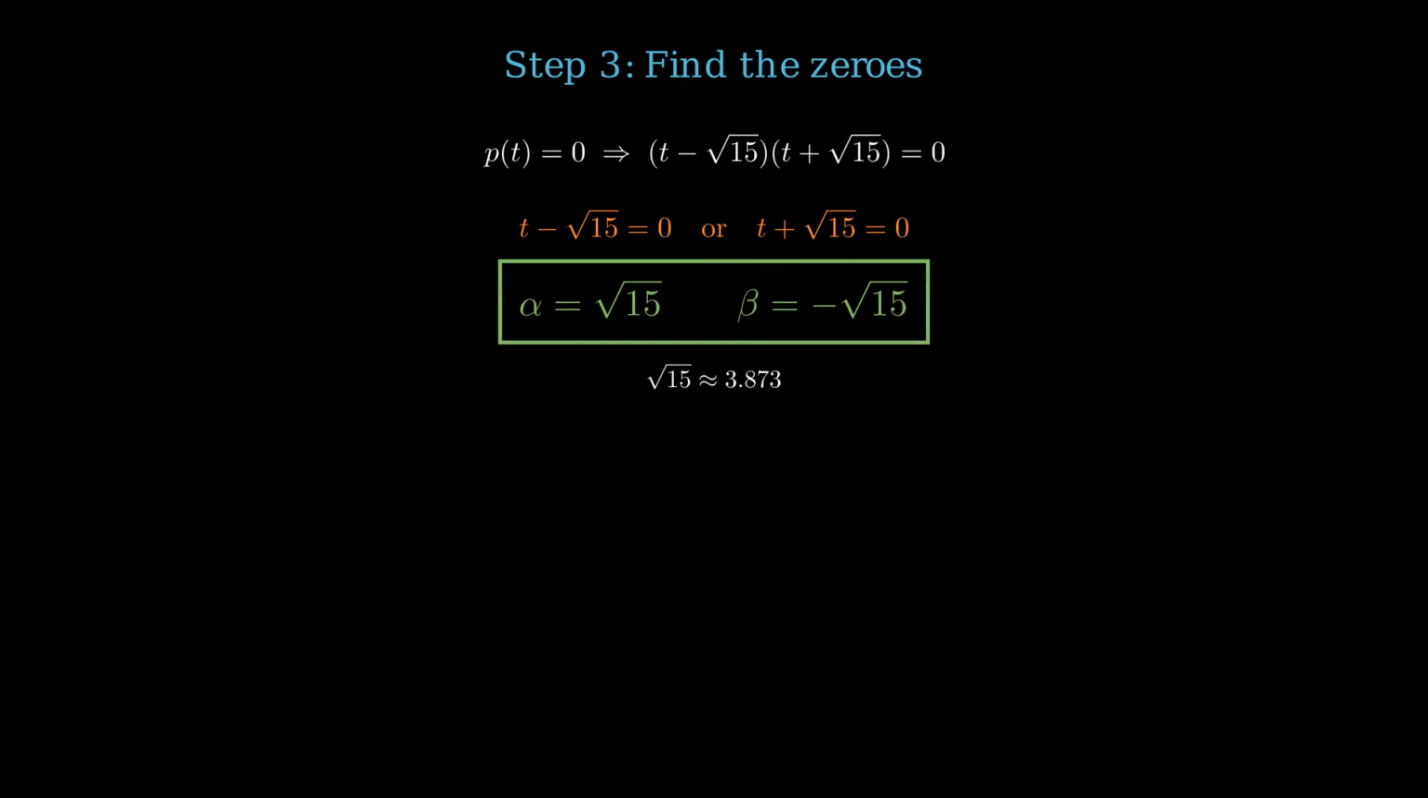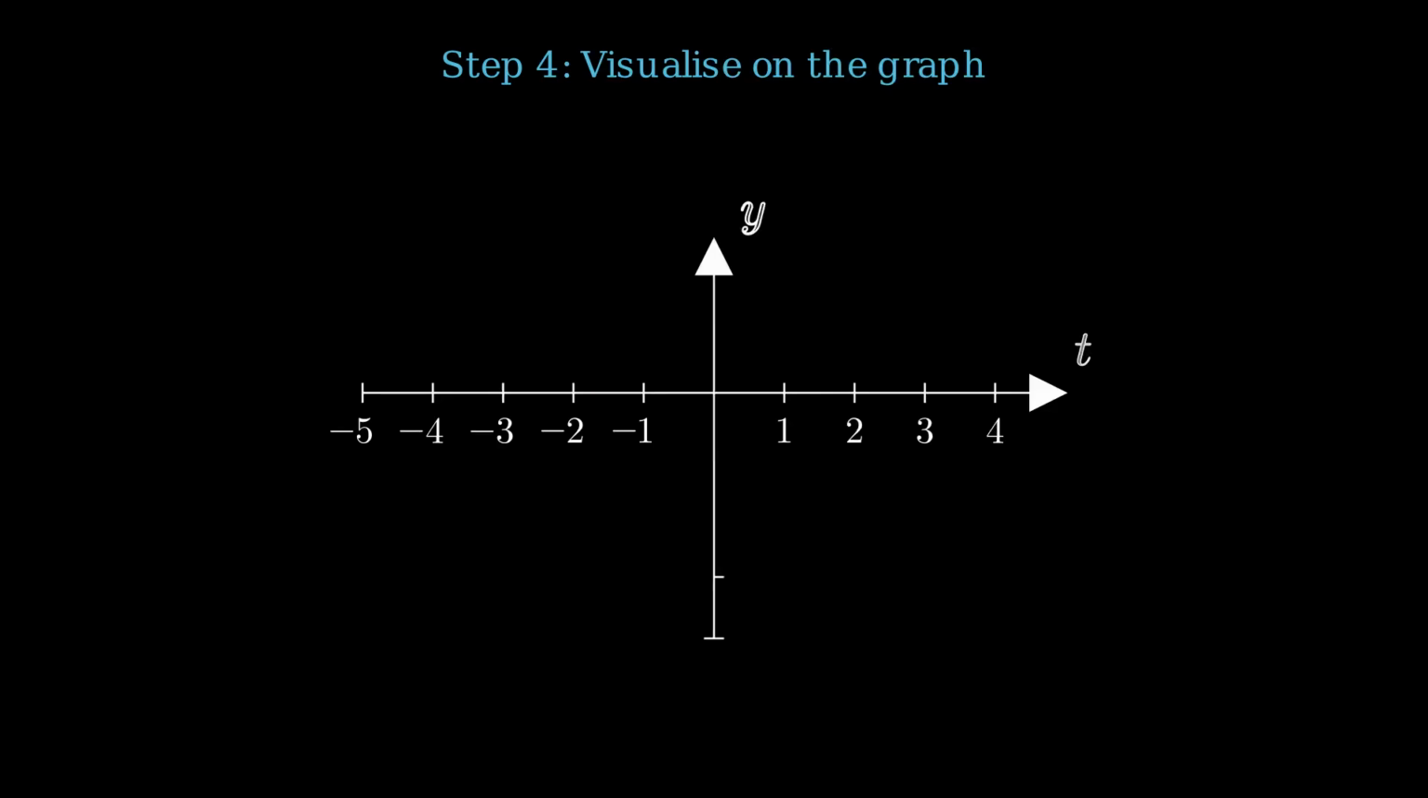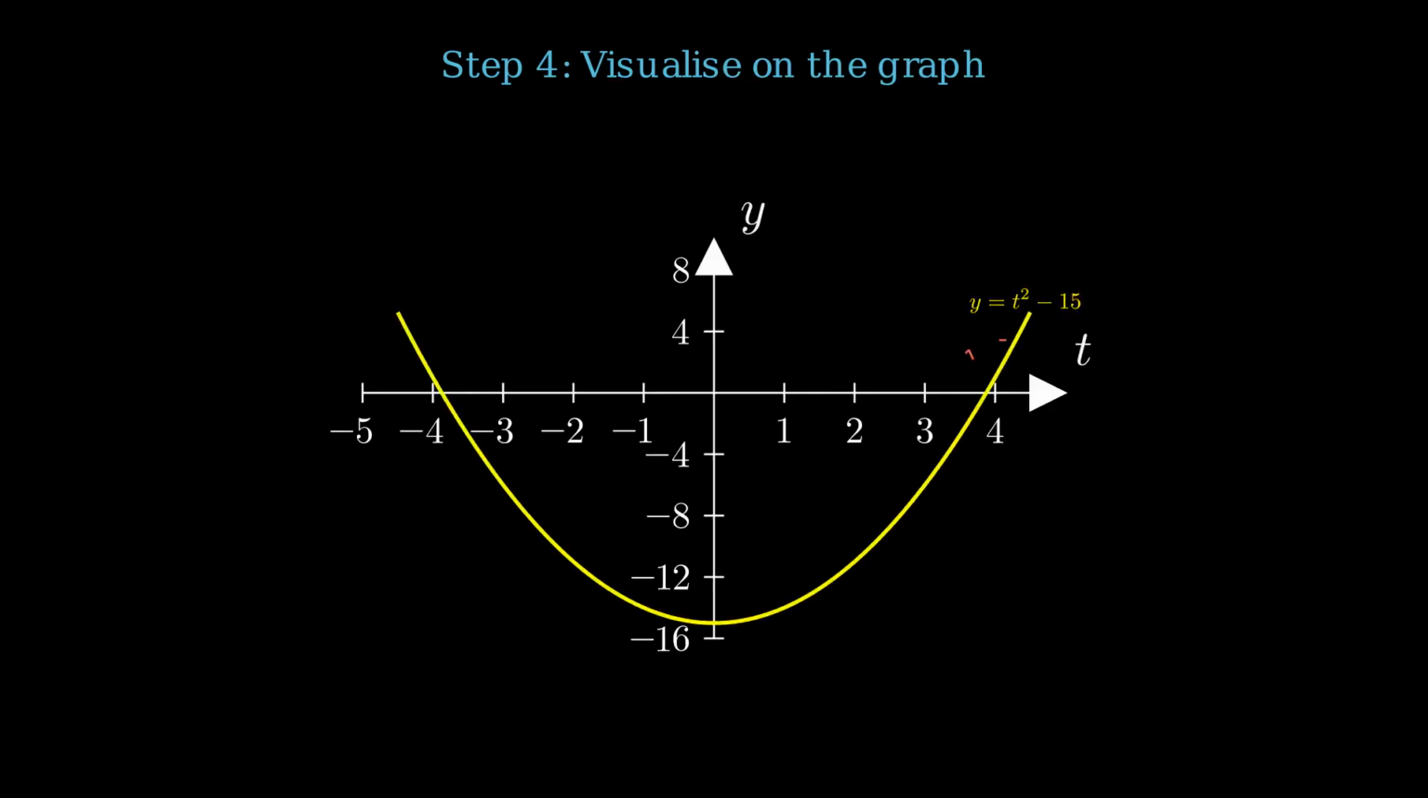Step 4. Visualize on the graph. The parabola opens upward with its vertex below the t-axis at the point (0, negative 15). The curve rises and crosses the t-axis at positive root 15 on the right and at negative root 15 on the left. These symmetric crossing points confirm the two zeros.